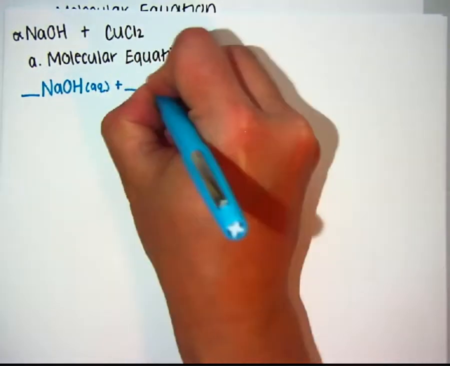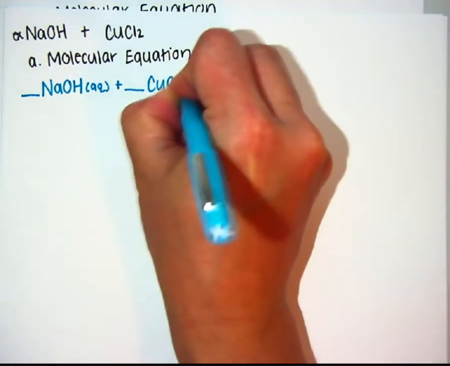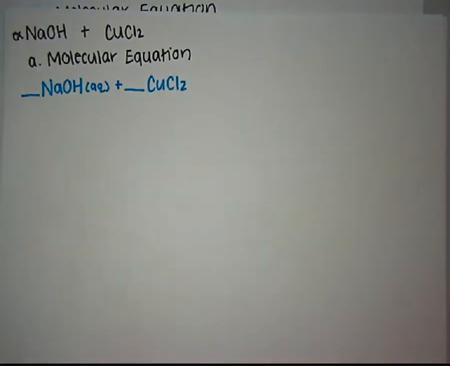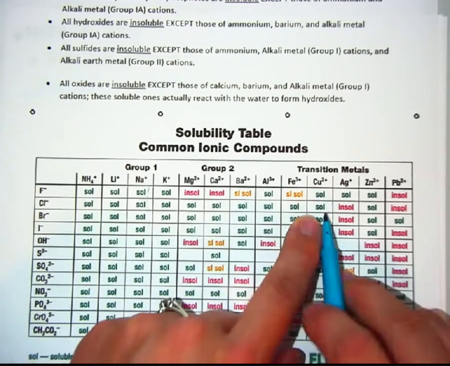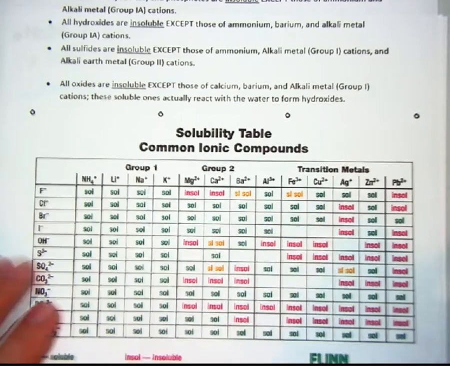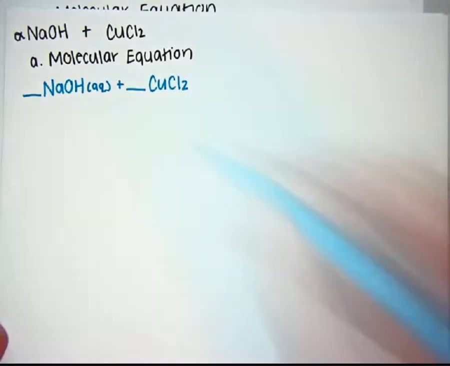Plus copper 2 chloride. Find copper 2, find chloride. This ionic compound is also soluble, so it is aqueous.